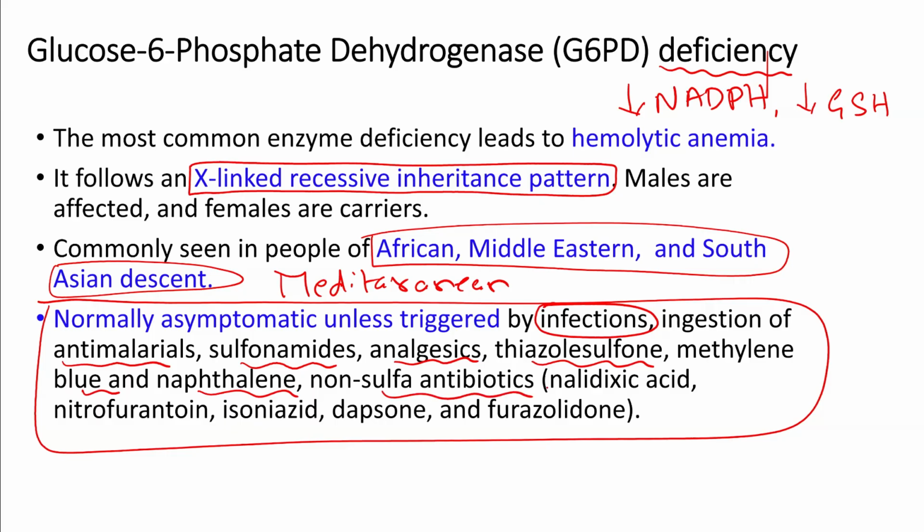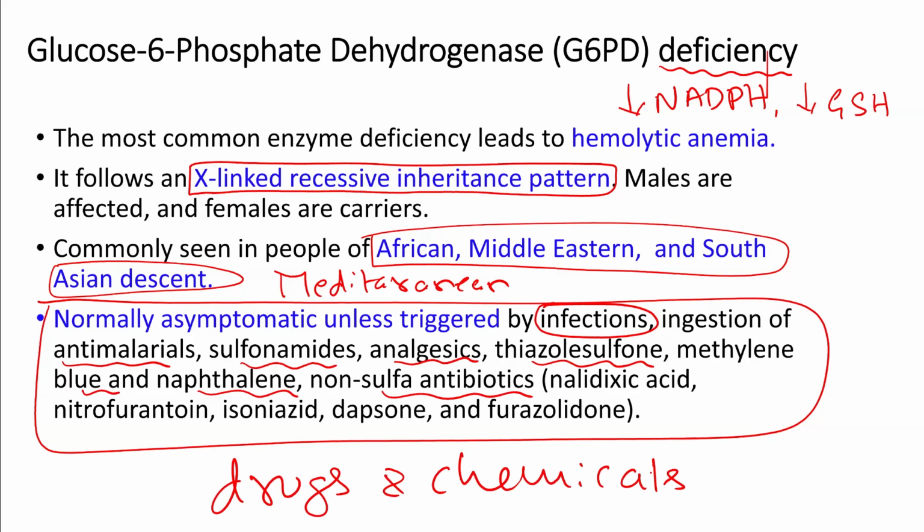How do you remember them? Just remember drugs and chemicals. That's it. Any drugs and chemicals. Infections, drugs, chemicals are the triggering events. Even if you don't go into details of all these drugs, the classes are sulfonamides, analgesics, antimalarials, and methylene blue, which is a chemical, and naphthalene, a chemical. Now, any drugs and chemicals in general trigger a G6PD deficiency patient because they generate reactive oxygen species. So you've got to look for that in the stem.